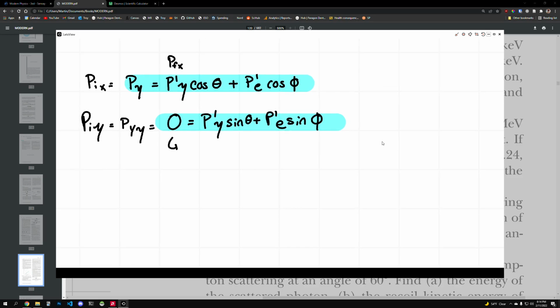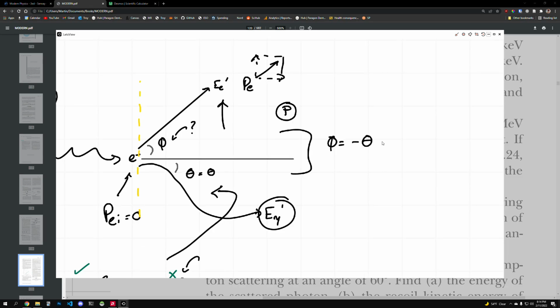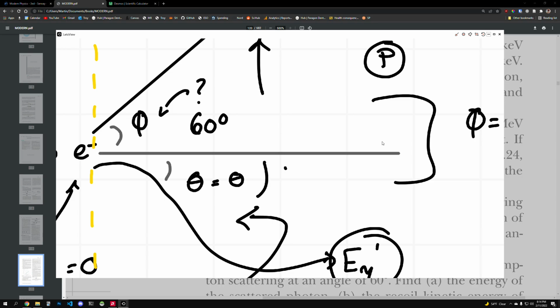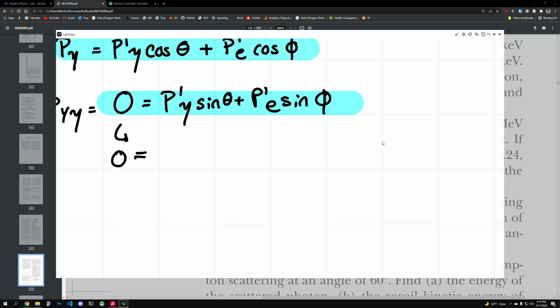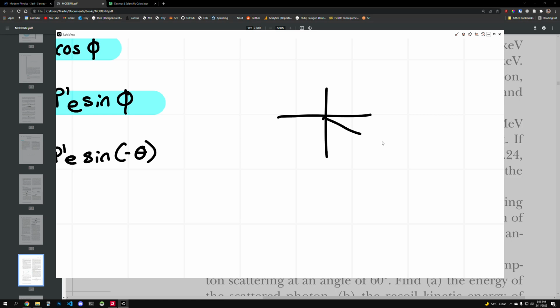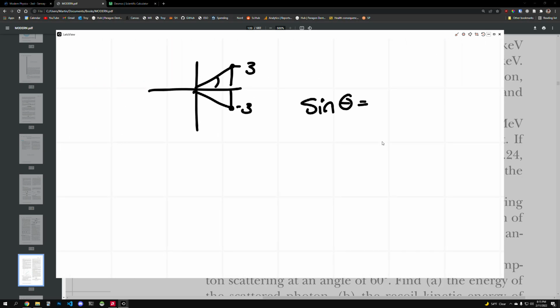And we're going to turn this into an even better equation, because I know the relationship between phi and theta. Well, phi is equal to negative theta, right? Because if this is angle 60 degrees, this angle is actually negative 60 degrees, or 300 degrees, all right? And so I can rewrite this as 0 is equal to p prime gamma sine theta plus p prime electron times sine of negative theta. The sine of negative theta, if we remember our unit circle, if this is theta and that sine component is, let's say, a positive 3, this is going to be negative 3. So sine of negative theta is equal to negative sine of theta. That's a trigonometric identity.